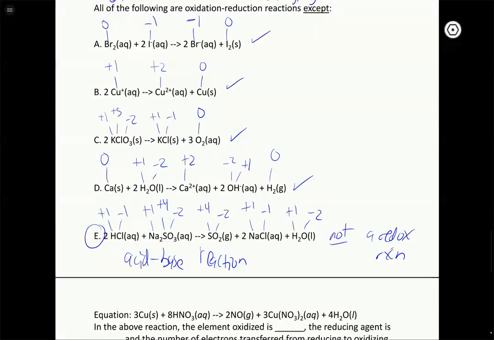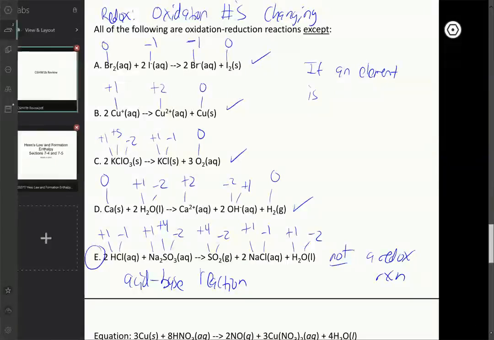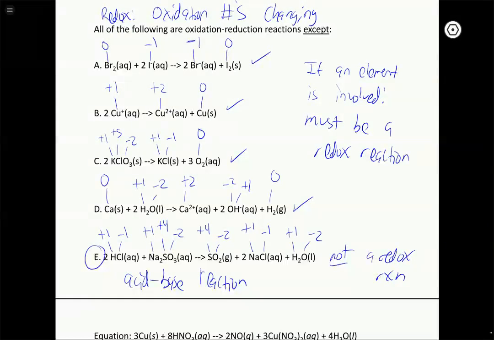One shortcut you can take for these problems is that if an element is involved, an element by itself, so that'd be a neutral element, it must be a redox reaction. That's a shortcut we can take for these. Because remember that elements are the only species where the oxidation number is 0. So if you have an element on one side of the reaction and it's changing to something else on the other side, its oxidation number has to change. It cannot change into something else that also has an oxidation number of 0.